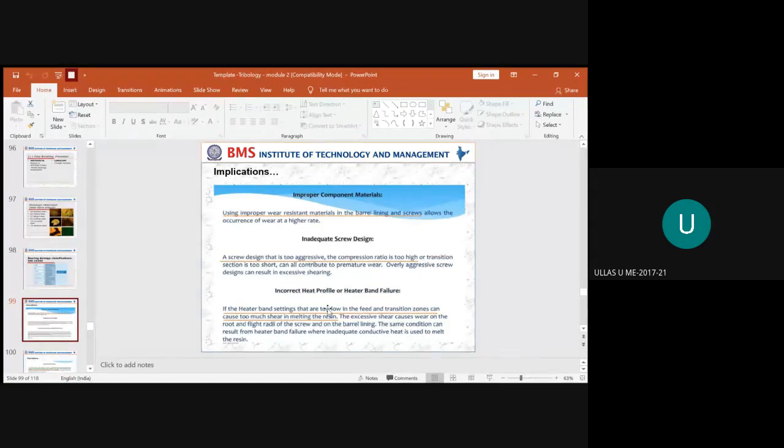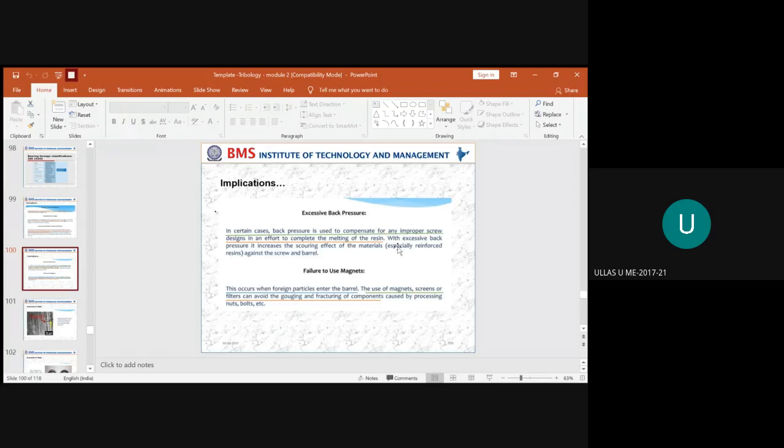Not only the material selection and the design aspect, but also what the melting point of a particular material is and what its transition temperature is, so that you can use it specifically as per the requirement. And one more thing: suppose you're using a component with an excessive amount of back pressure, this also results in improper screw design, and it can result in not yielding a proper result.